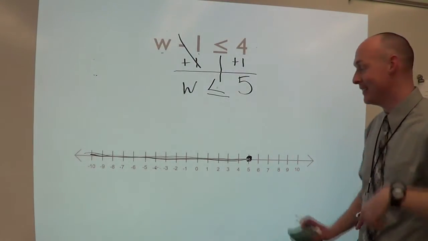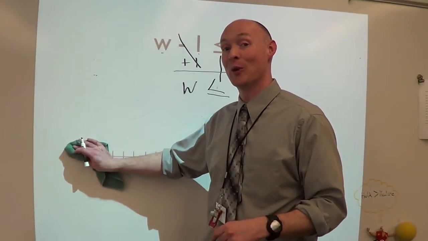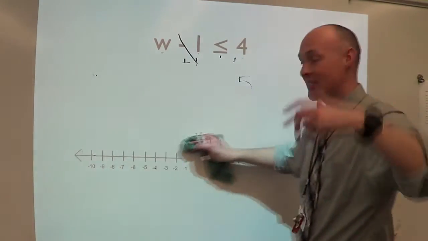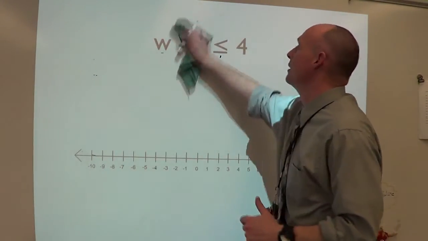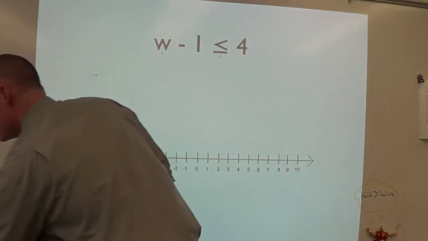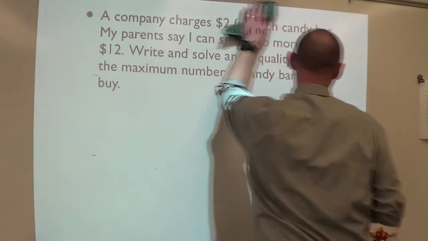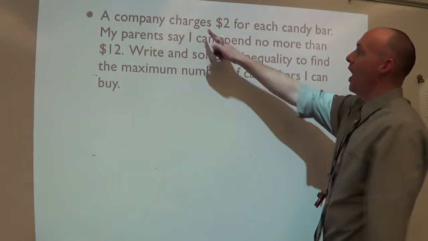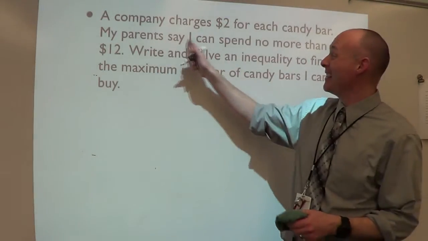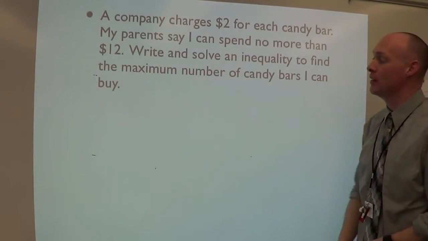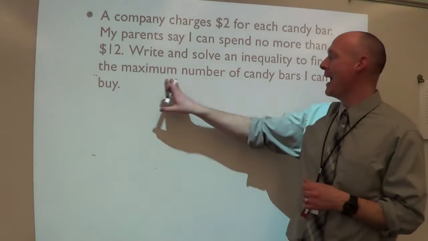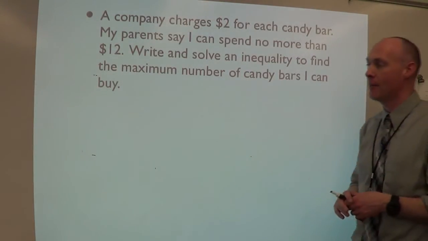One more problem to do. The dreaded word problem. Nothing you can't handle though. Just go step by step. Erase. Perfect. Okay. A company charges $2 for each candy bar. My parents say I can spend no more than $12. Write and solve an inequality to find the maximum number of candy bars I can buy.